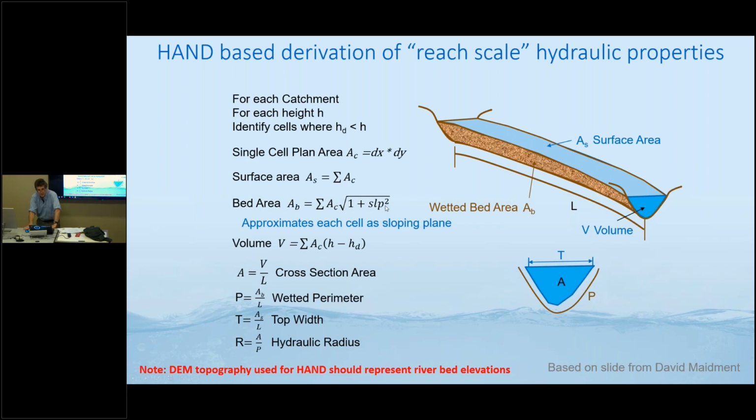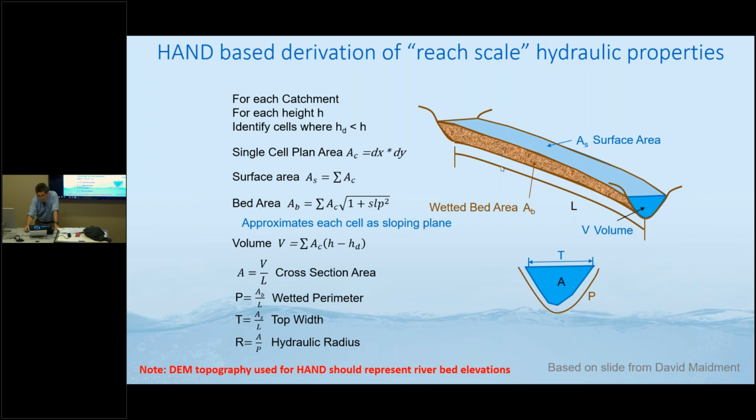Now this comes from the idea that if you've got a sloping surface, you can think of the length of the hypotenuse of the triangle you might have if you've got a horizontal surface and a vertical surface. It is 1 in the horizontal direction, slope down in the vertical direction. 1 squared plus slope squared, square root, gives you the length along the slope. So that gives you the bed area of a sloping cell based on its slope. So it approximates each cell as a sloping plane.